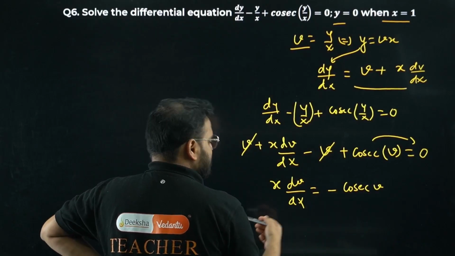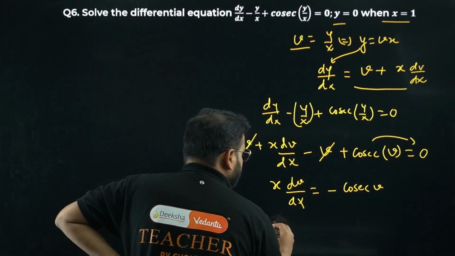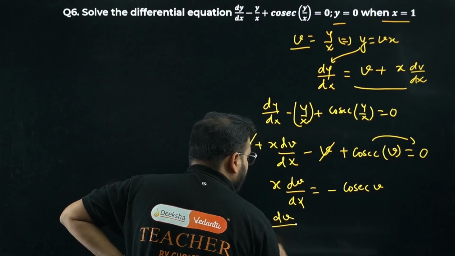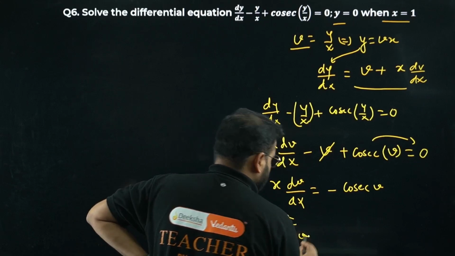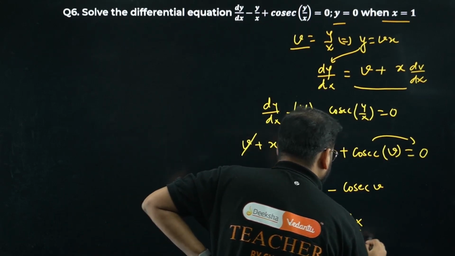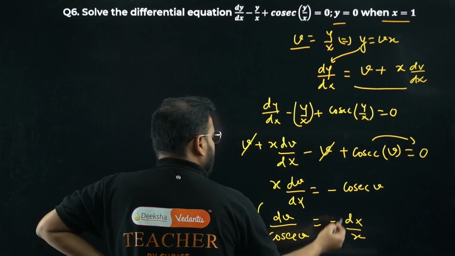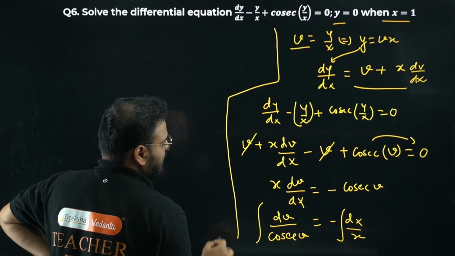Okay, so I can just interchange now. What are we going to apply? Variable separable method, of course. So it will become dv by cosec v equals minus dx by x. What is this now? Integration. So we'll see now how we can solve this.